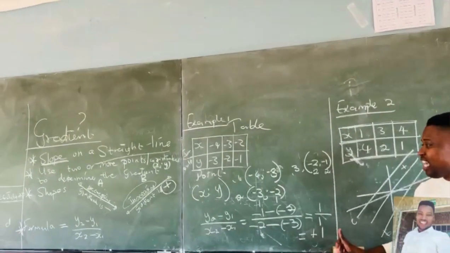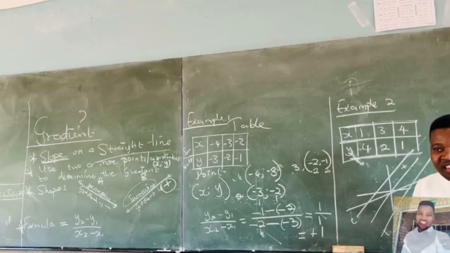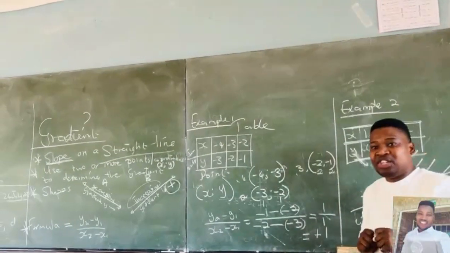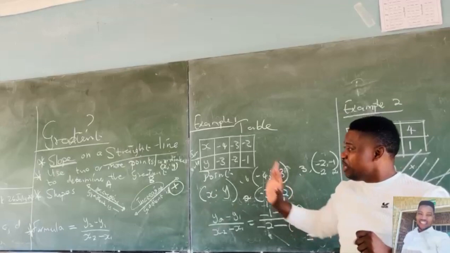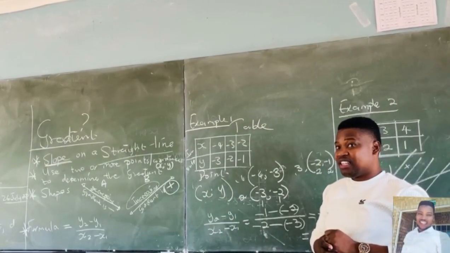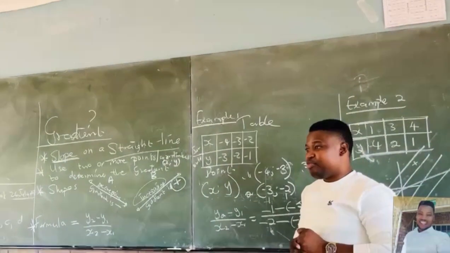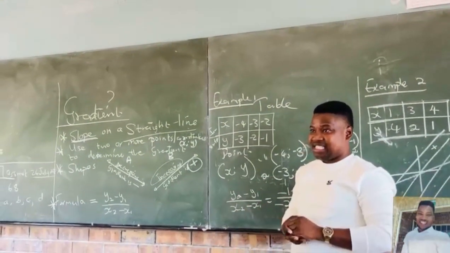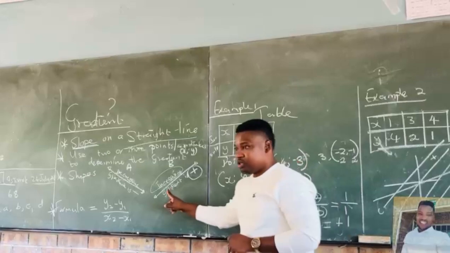Now, is my gradient positive or negative? It is positive. What about the shape of the graph? The shape of the graph, will it be A or will it be B? B. Now, will the shape of the graph be increasing or decreasing? Increasing. It will increase, right?